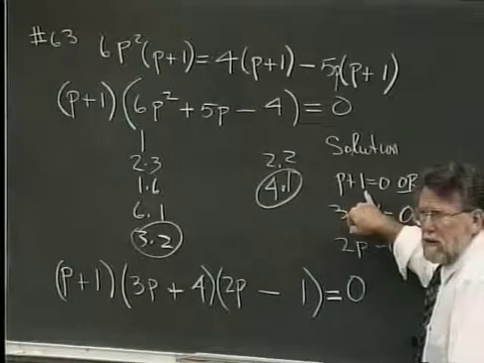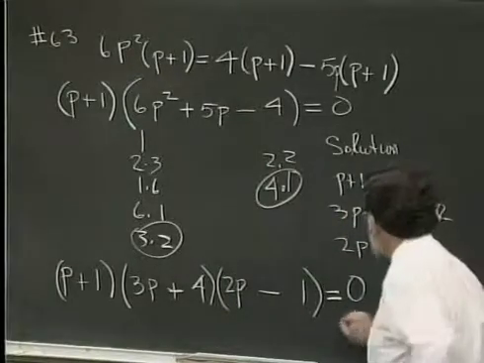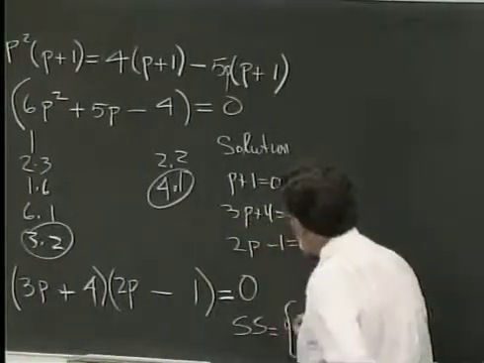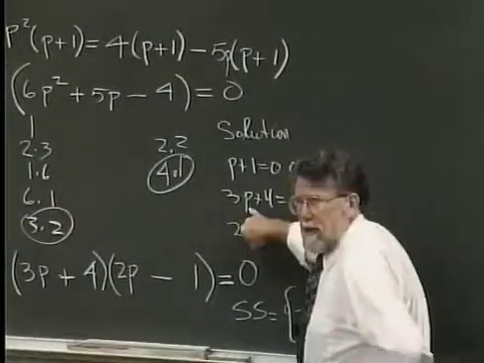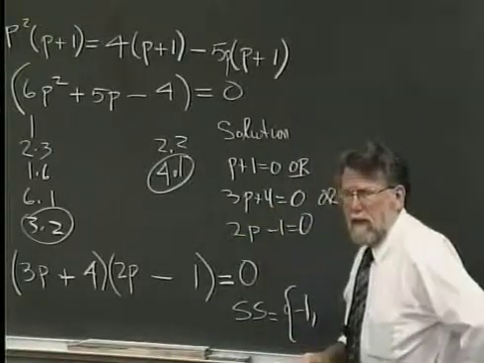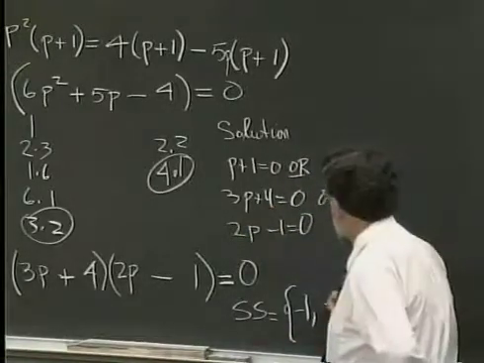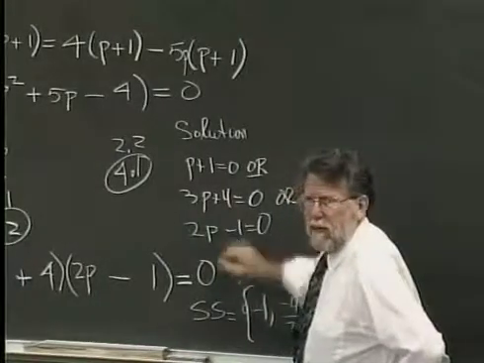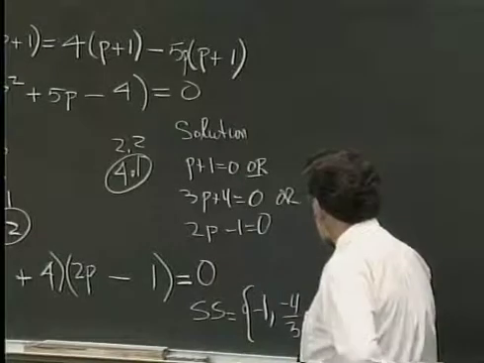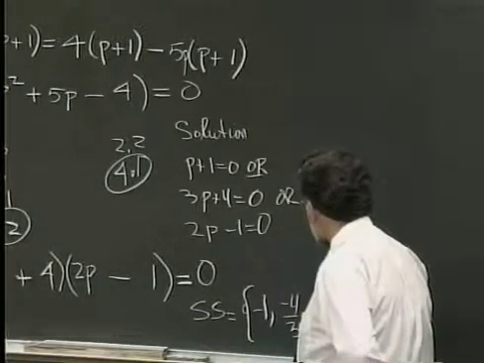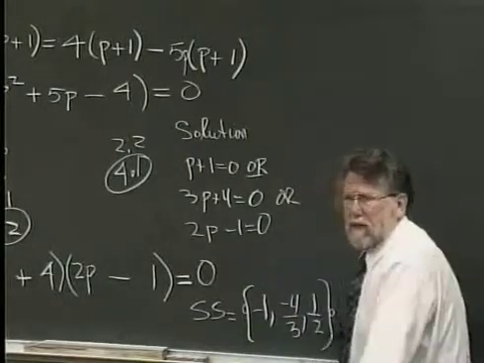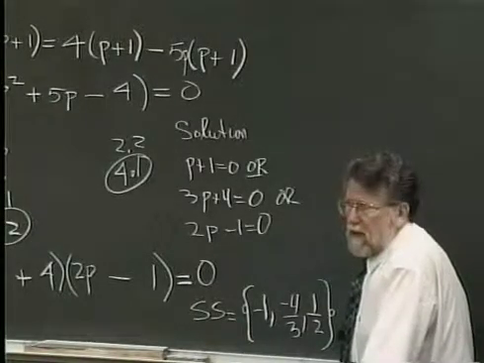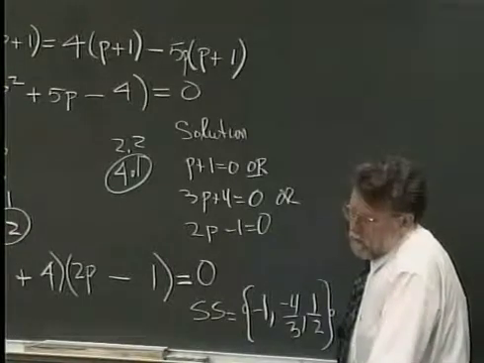P then is equal to -1. So looking now at the solution set will contain a -1. 3p equal to -4 will give me -4/3. And then this one, 2p minus 1 equal to 0, gives me 2p equals 1, therefore 1/2. And I have 3 different values. Hopefully that resolves the question for the person who sent it in.